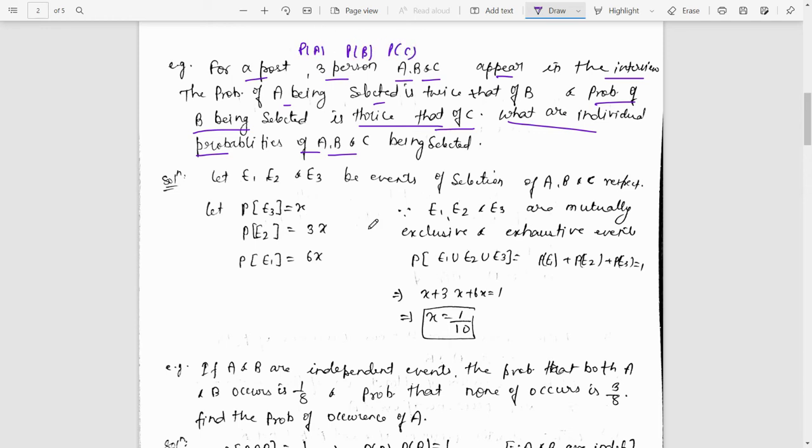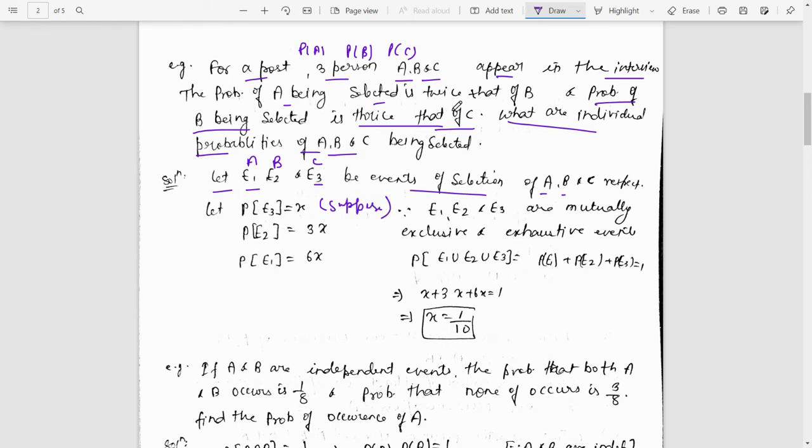Okay, in this case, let's write how you can present the proper solution to this problem. Let E1, E2, and E3 be the events of selection of A, B, and C. So we are representing selection of A as E1, B as E2, and C as E3. In that case, let's suppose the probability of E3 is x, because we don't exactly know the probability of any of the events.